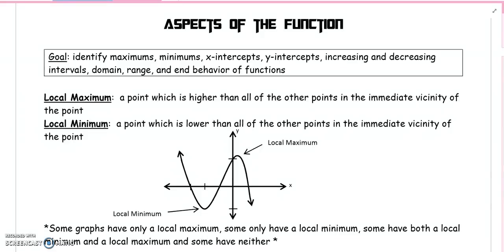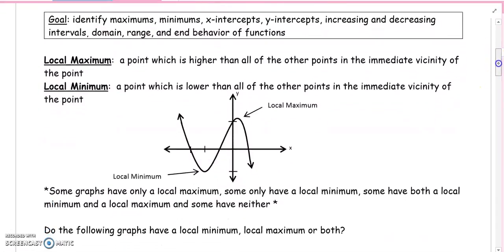Hello everyone. Today we are going to be working on talking about different aspects of functions. So we have a lot of things we're going to be covering today. We're going to learn about identifying maximums, minimums, x-intercepts, y-intercepts, increasing and decreasing intervals, domain, range, and end behavior. I know that sounds like a lot, but most of these things are really easy and they all go together.